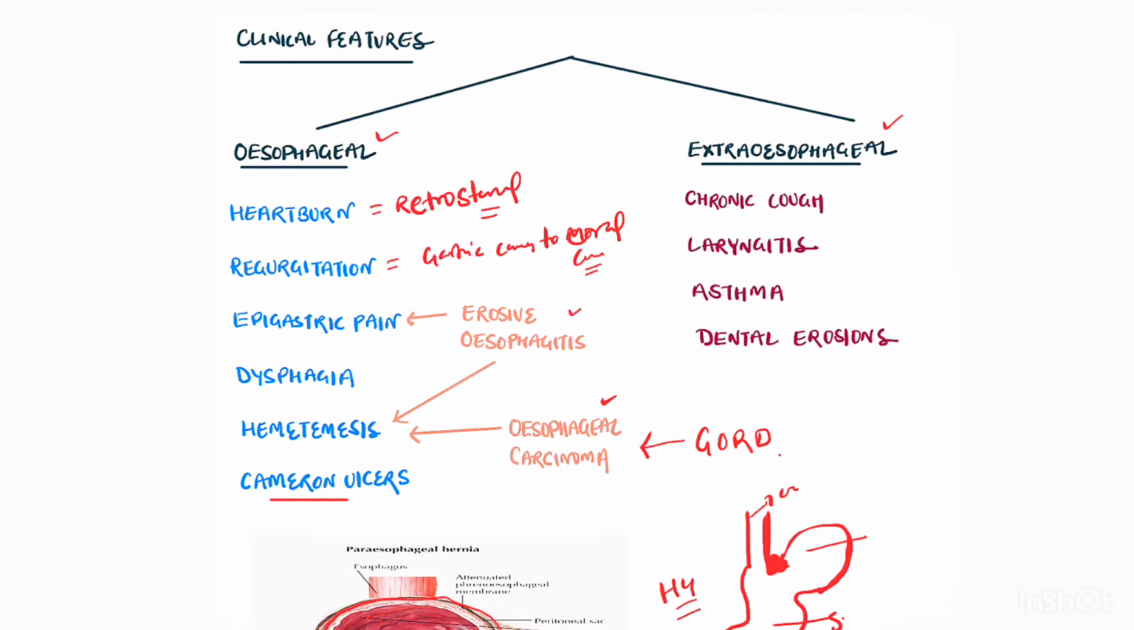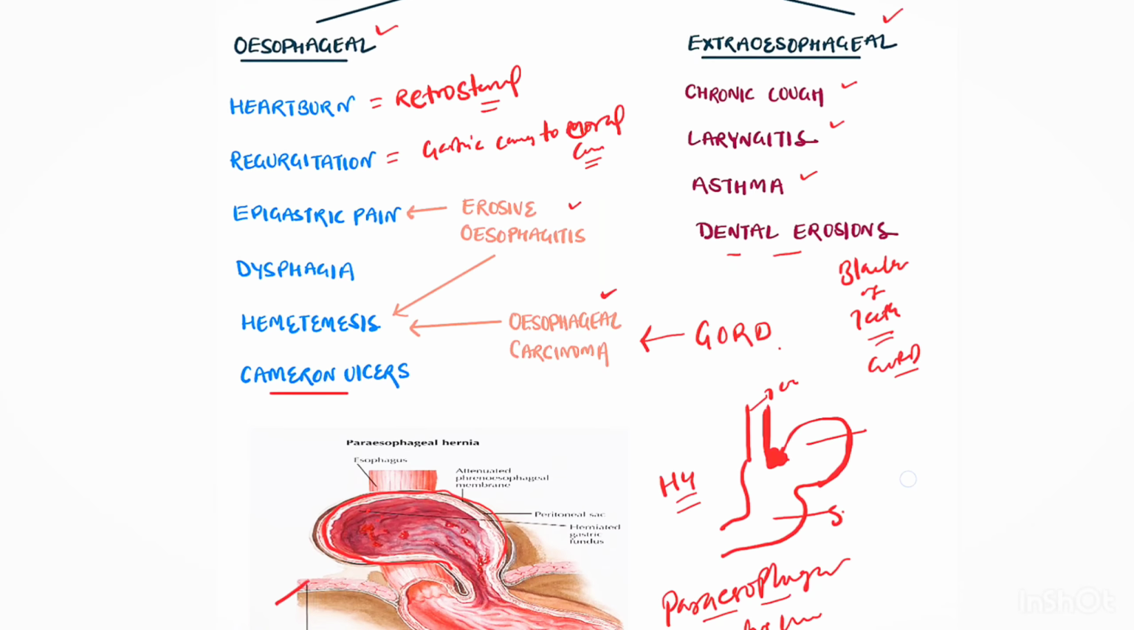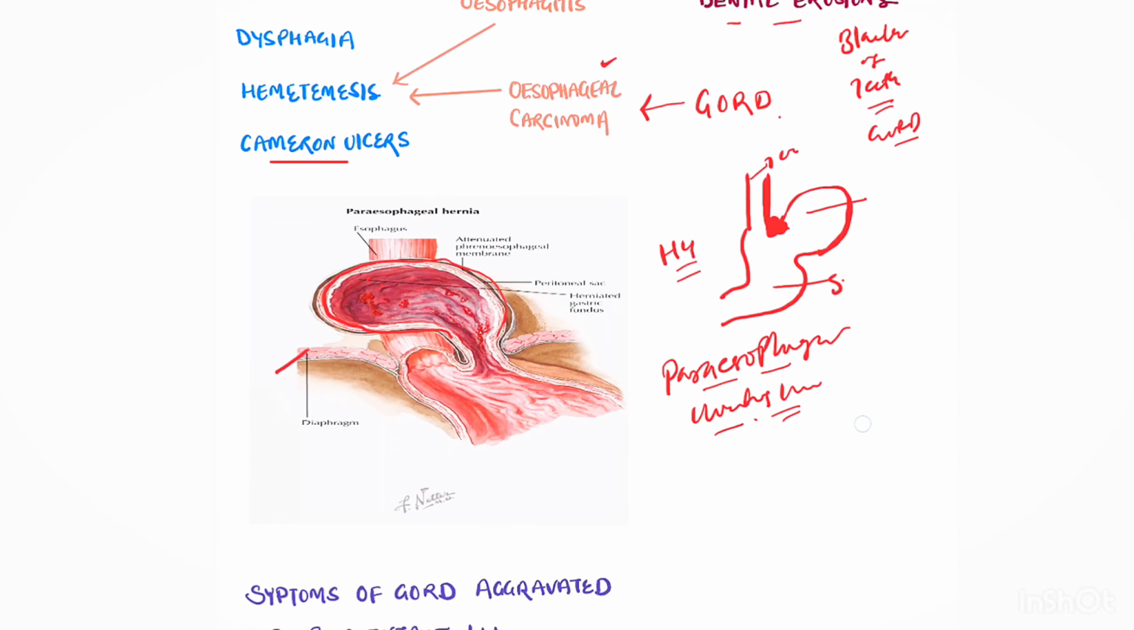And what are the extraesophageal features? Due to chronic irritation of the pharynx and larynx by the HCl, there are extraesophageal features like chronic cough, laryngitis, asthma and dental erosion, blackening of teeth in patients of GORD. So these are the clinical features and complications of GORD.